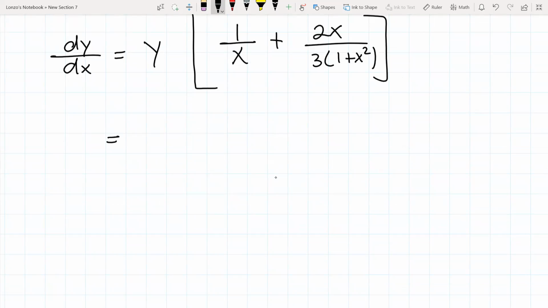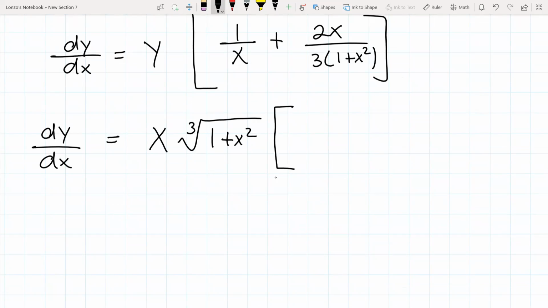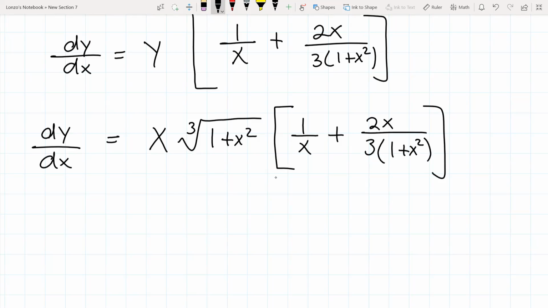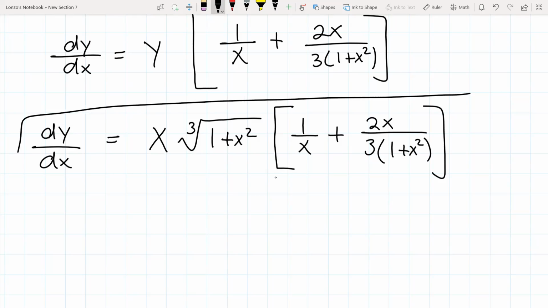So your final answer is going to be dy over dx equals x times the cube root of 1 plus x squared, times 1 over x plus 2x over 3 times 1 plus x squared. Okay, so that is your final answer.